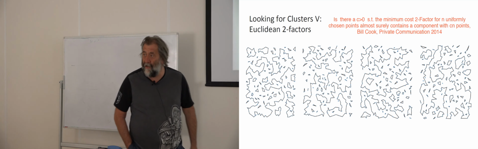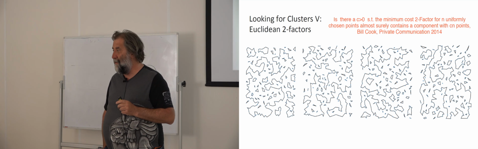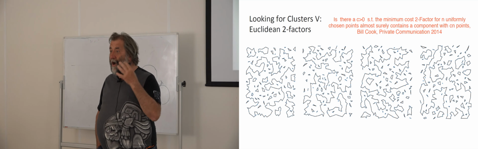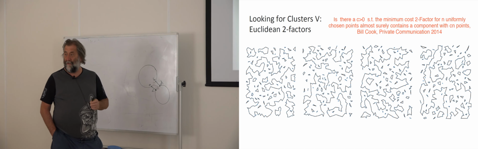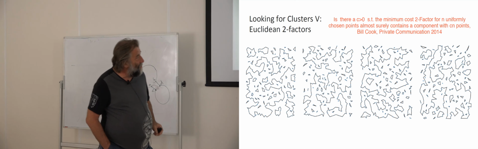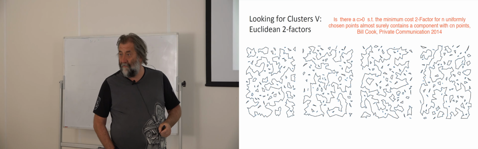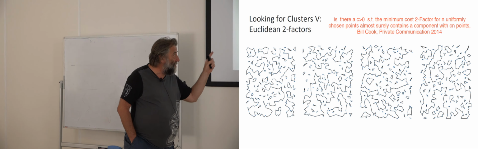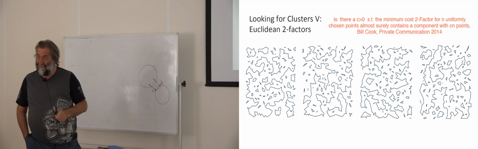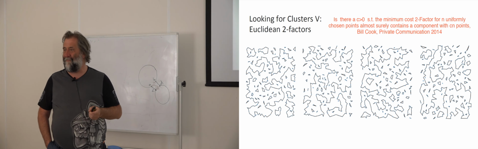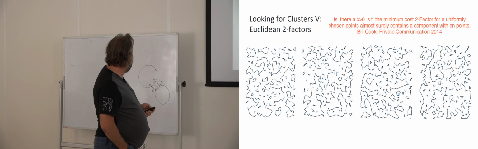And then he was looking at the Euclidean problem. So say we take n random points in the unit square, and we find the lowest cost two-factor when the weights on the edges are their Euclidean distance. And he observed that there seems to always be a linear-sized cycle. There's a component, if you like, in this. And he asked if that was true, and so that's an open problem. I don't think it's an easy open problem because there's a lot of dependency in that model. But it's another example of this coming up in practice.